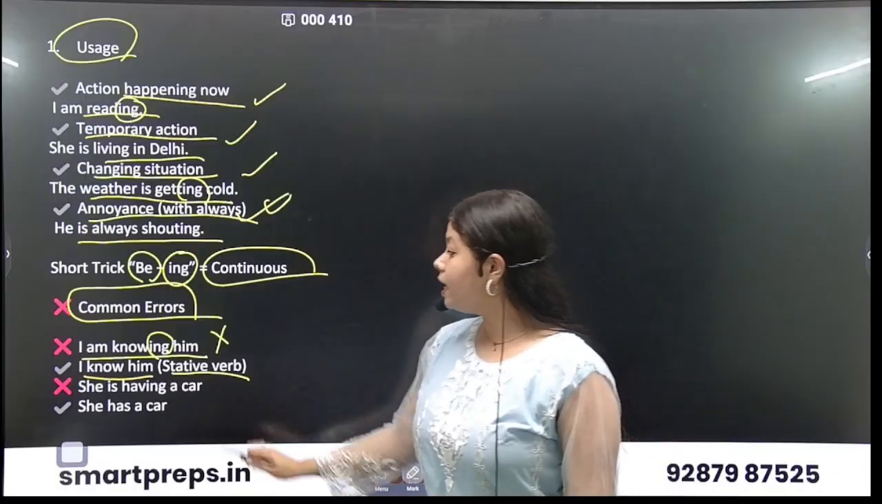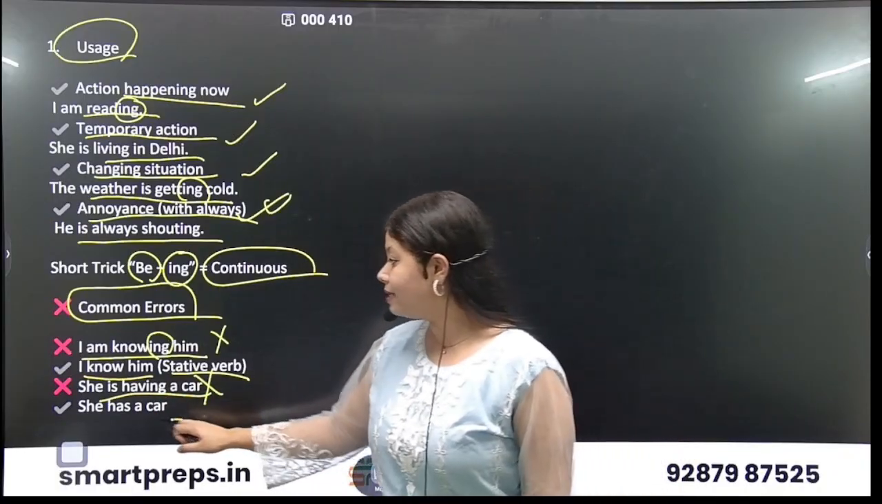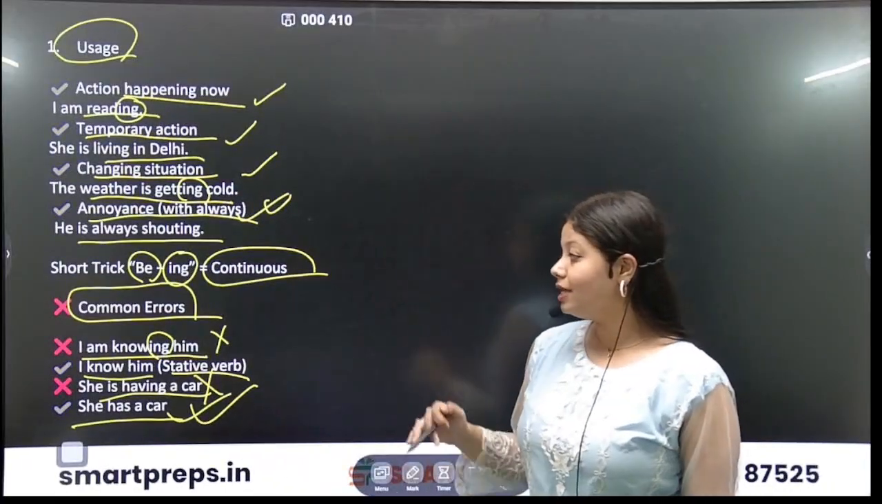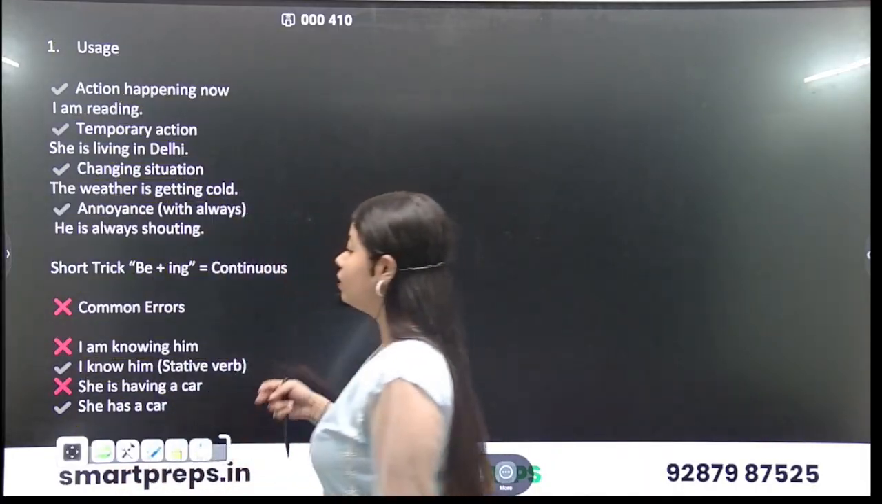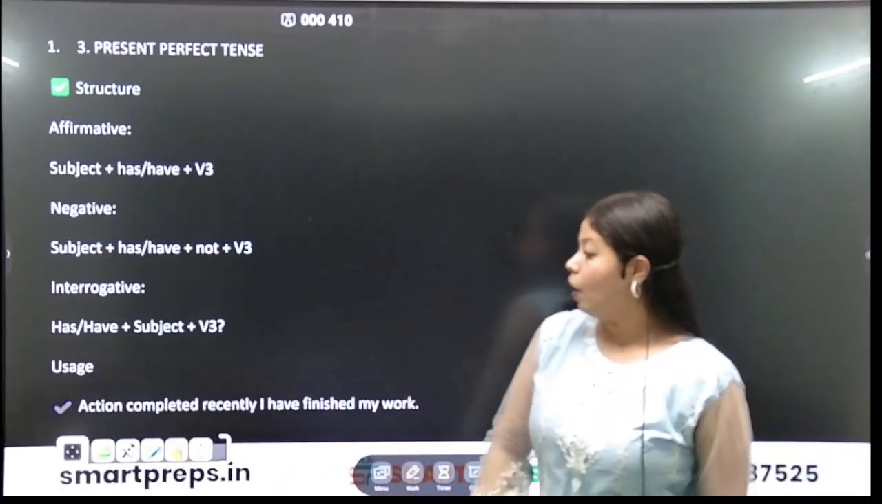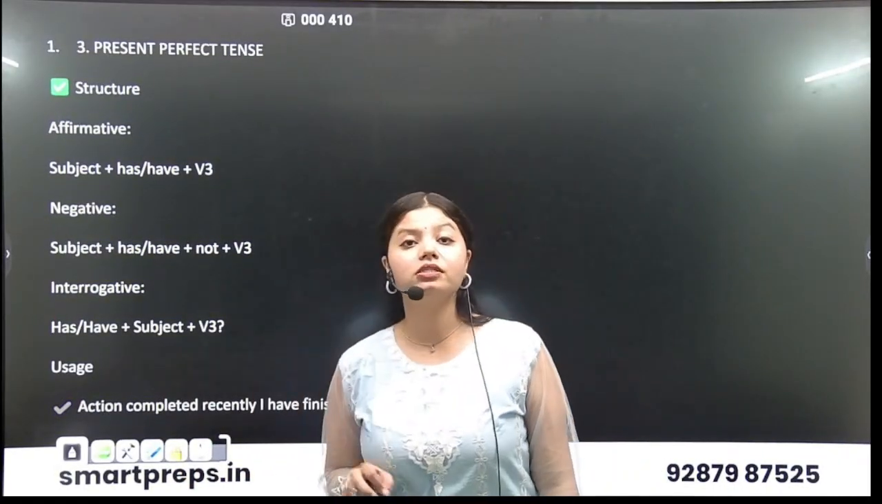Okay, "she is having a car" is wrong. Why? "She has a car" is the correct sentence. "She is having" is not the correct grammatical usage. The correct grammatical usage is what? She has a car. Okay, so this was all about what? This was all about present continuous tense.